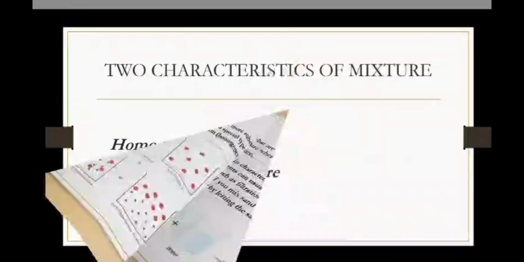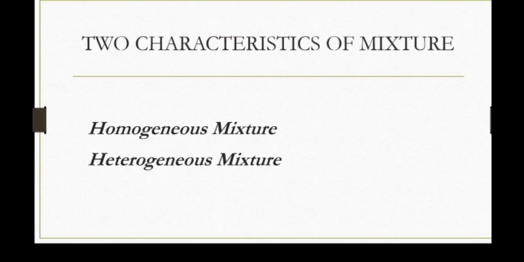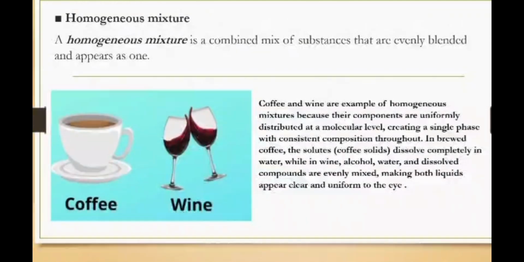So there are two characteristics of mixtures. Those are homogeneous mixture and heterogeneous mixture. A homogeneous mixture is a combined mix of substances that are evenly blended and appears as one. One of the examples of these are coffee and also wine.